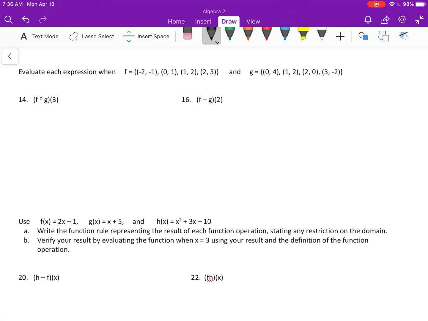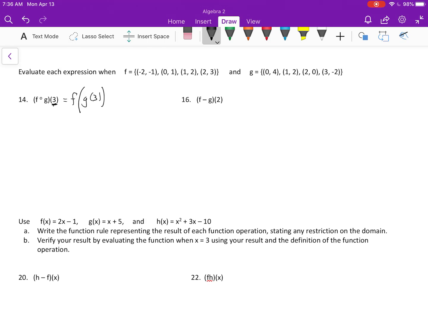They're set up a little bit differently. It says evaluate each expression when f is this relation, which instead of having an equation like our first ones, we just have a list of ordered pairs. And g, we have a list of ordered pairs. So as you get to number 14, we remember composition means f of g of x. We put g of x into f.